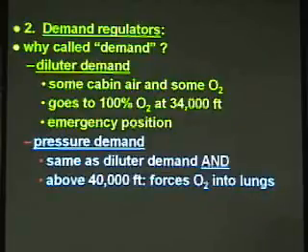Again, from 0 to 10,000 feet cabin altitude, if you've got it on normal, it's going to give you, at cabin pressure, just air. From 10,000 to 34,000 feet, it's going to be giving you more and more oxygen, so by the time you get to 34,000 feet cabin altitude, it's going to be giving you 100% oxygen. And from 34,000 feet to 40,000 feet, if you're in the normal position, it's going to give you 100% oxygen.